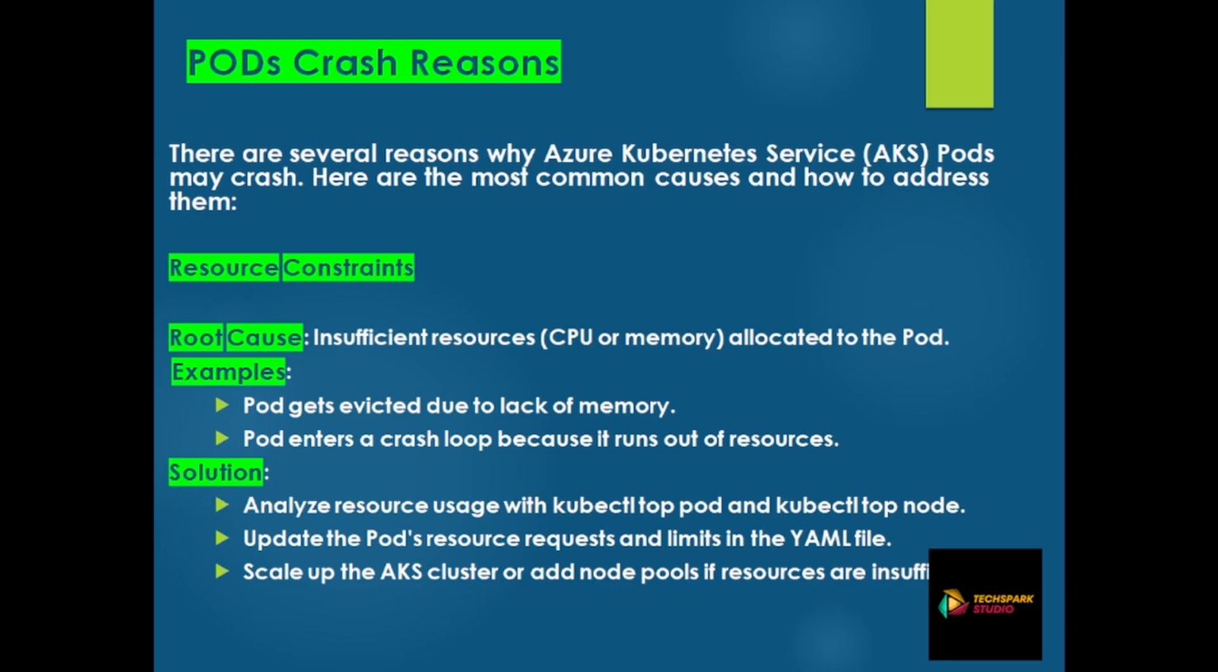Now the solution is to check the resource usage with the kubectl top pod command and kubectl top node command. We can update the pod resource request and limit in the YAML file, and update the deployment. Similarly, we can scale up the AKS cluster. We can add a node pool if resources are insufficient.